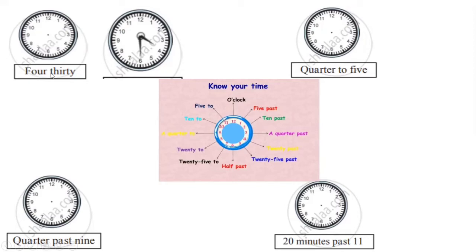4:30. So it is 4:30 that is given. So our hour hand is on 4 and our minute hand is on 6.